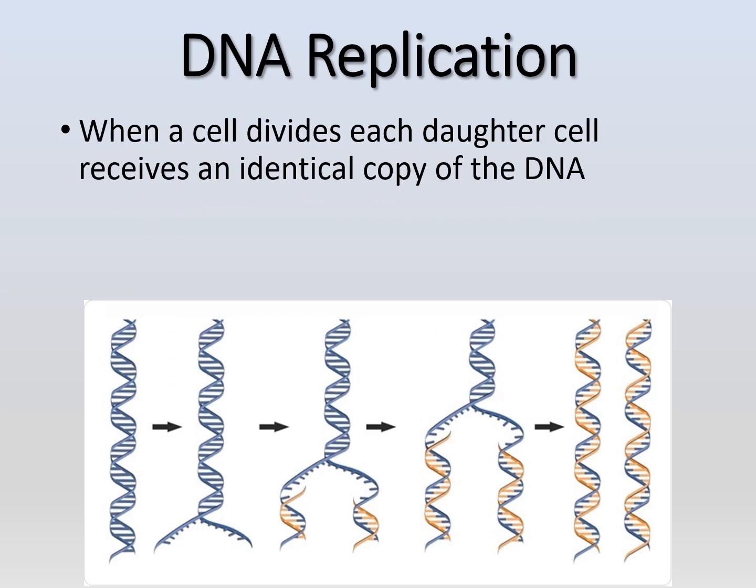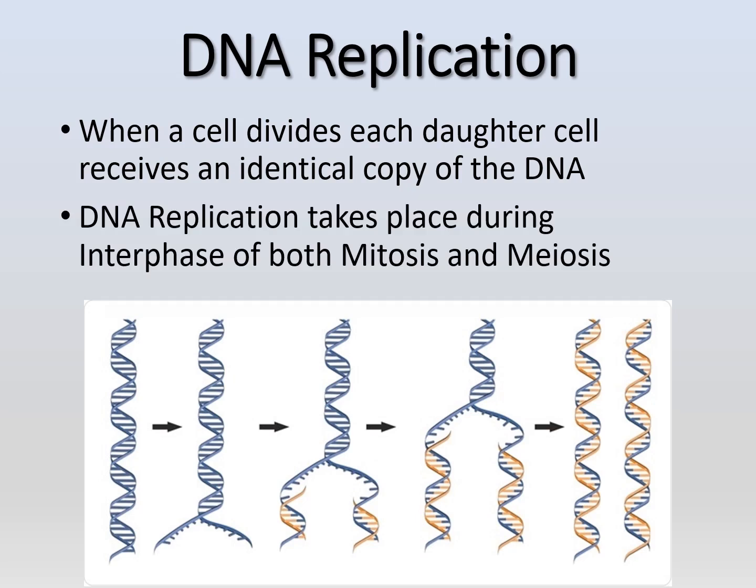So we're going to talk about DNA replication today. This is when a cell divides, you're going to get an identical copy of the DNA in each identical daughter cell, right? So how do we make a copy during interphase for cellular division? And that cellular division can either be mitosis or meiosis. We still have to replicate our DNA first, okay?